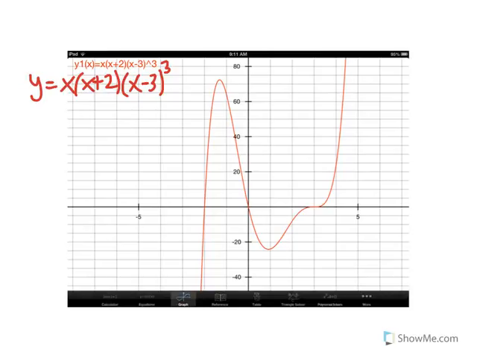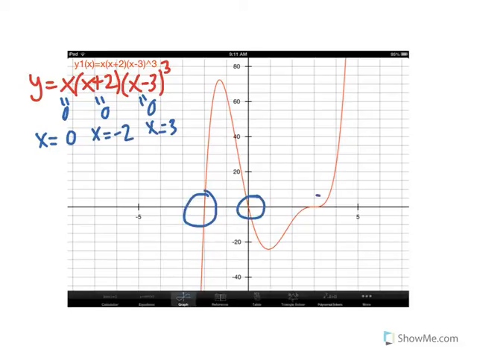In this next example, we have x times x plus 2 times x minus 3 cubed. First thing, what are the zeros? So you can set each of these factors equal to 0. And you would get x equals 0. You would get x equals negative 2, and you get x equals 3. Notice the graph. Here's negative 2, here's 0, and here's positive 3 right here.